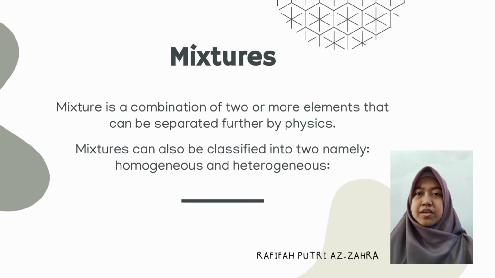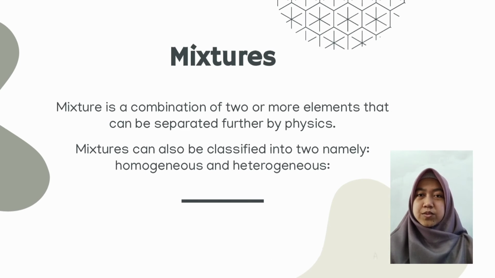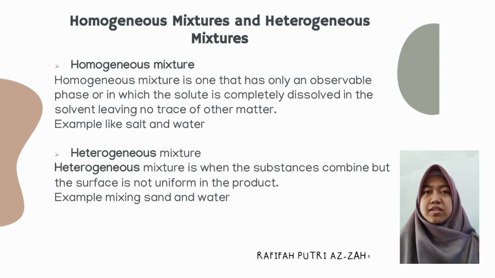A mixture is a combination of two or more substances. It can be separated into its components. Mixtures can also be classified into two, namely homogeneous and heterogeneous mixtures. A homogeneous mixture is one that has only one observable phase, or in which the solute is completely dissolved in the solvent, leaving no trace of other matter.